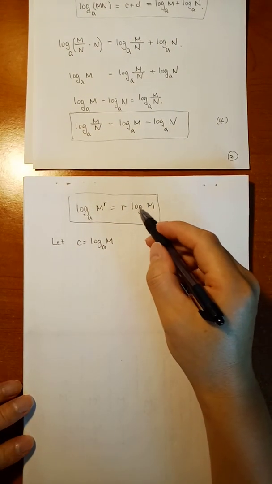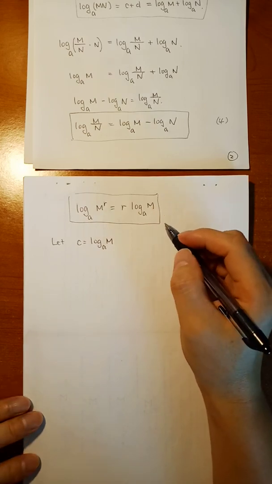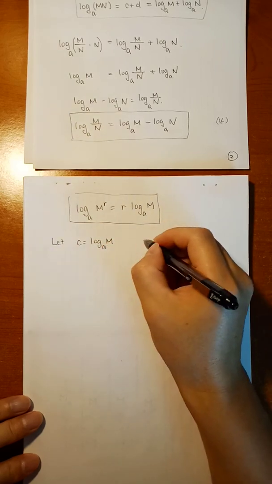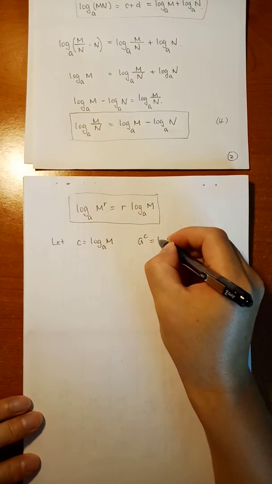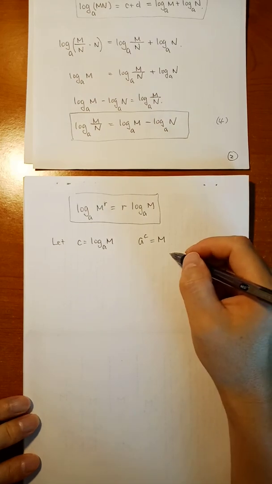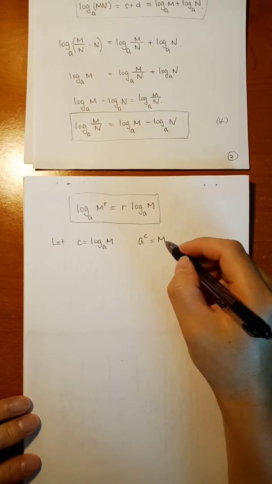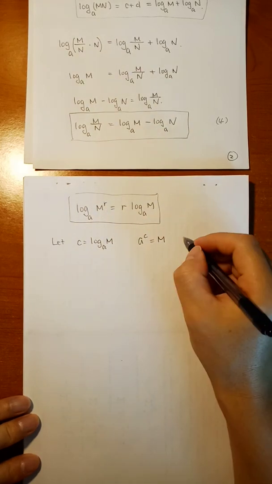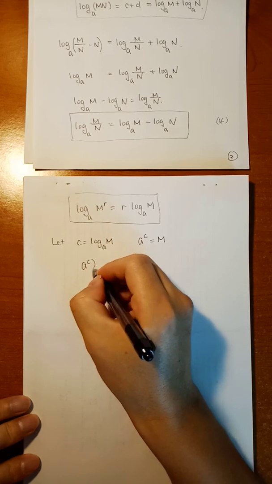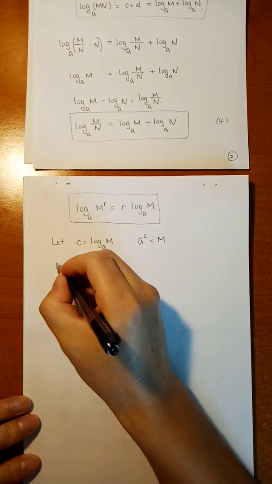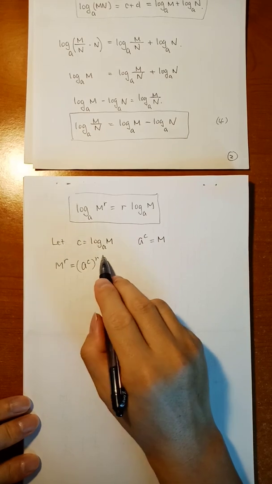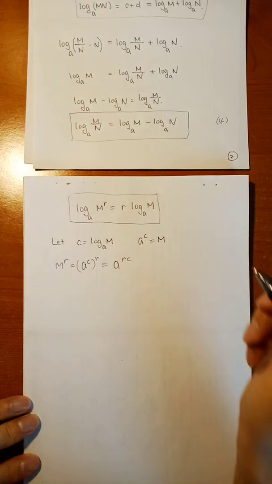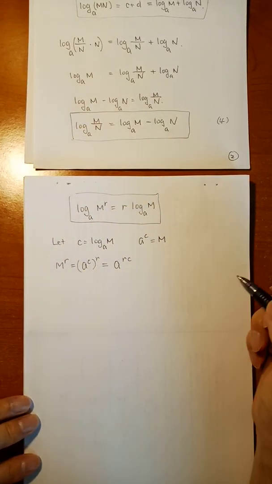We choose c. We use c to represent log base a of m, logarithm to a of m. Then by definition, a to c is m. Right? And then we take r's power, because here is m to r. So we take r's power, so we get a to c to r's power. M to r's power is a to c to r's power. A to c to r's power is a to r times c. You get the product of those two exponents.